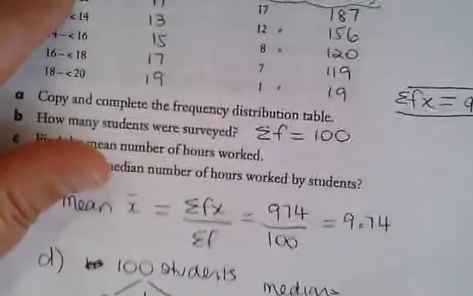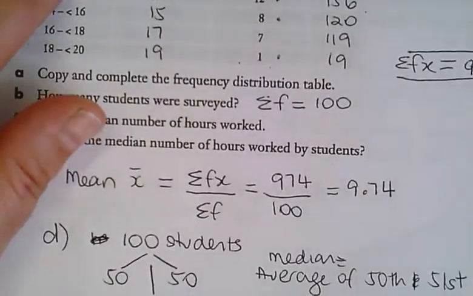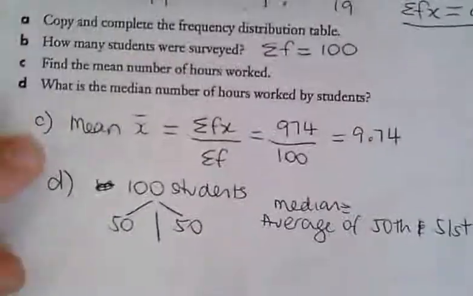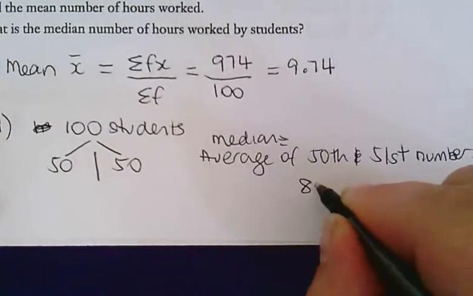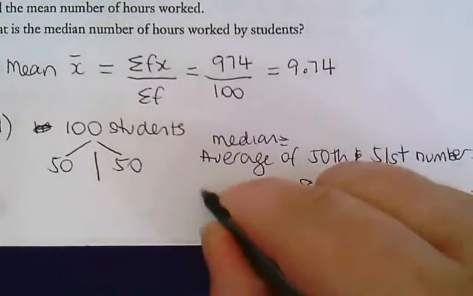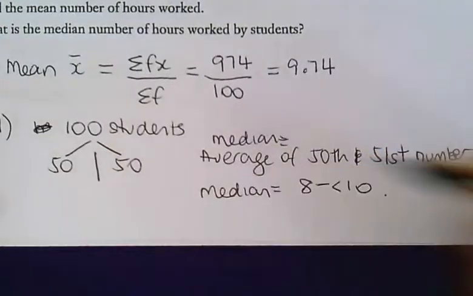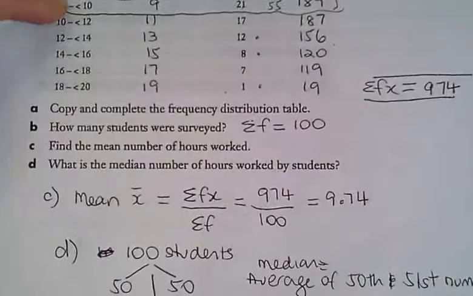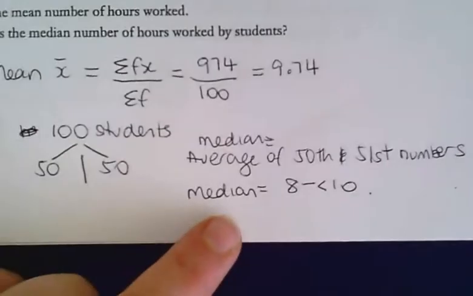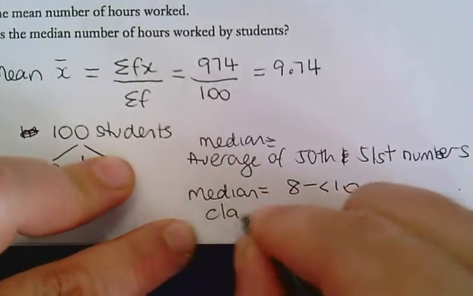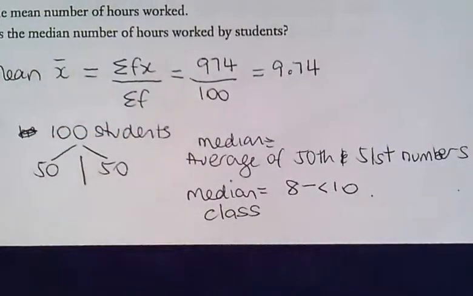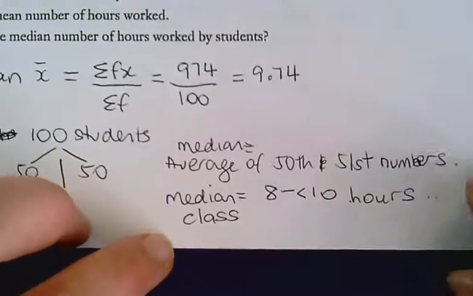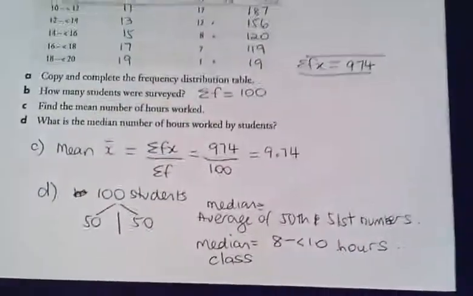So, the median number of hours is actually going to be a median class. So I say the median hours is 8 through to less than 10. Because I don't know the actual data, but it sits in that row. So the median is actually called the median class. It's the median class: 8 through to less than 10 hours. All right, so can you see that?